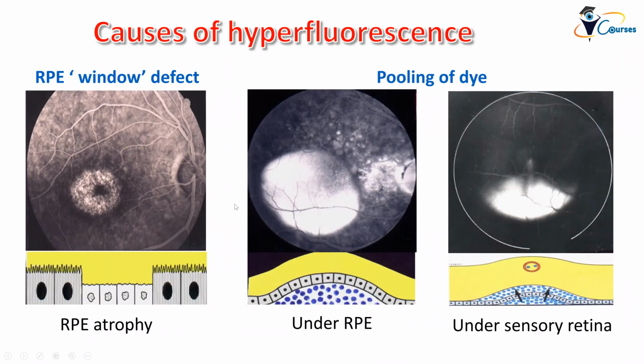To give some clinical examples, the RPE window defect occurs in bullseye maculopathy, where there is atrophy of the retinal pigment epithelium, as happens in chloroquine toxicity and other diseases such as cone dystrophy, Stargardt disease, and others. Pooling of the dye can occur due to a pigment epithelial detachment, as we just mentioned, and under the neurosensory retina in central serous chorioretinopathy, where there is active RPE pump. So there will be fluid under the neurosensory retina. These are the causes of hyperfluorescence.